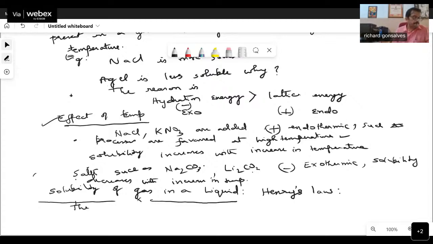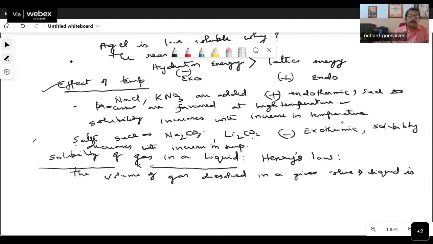The volume of gas dissolved in a given volume of liquid is directly proportional to the pressure above the gas. I will explain.